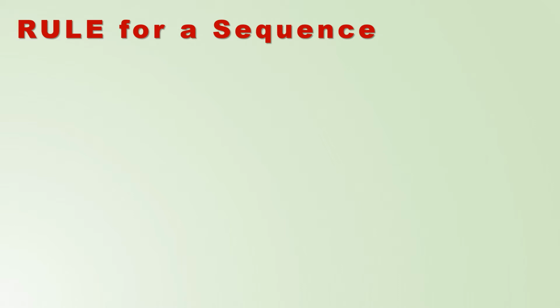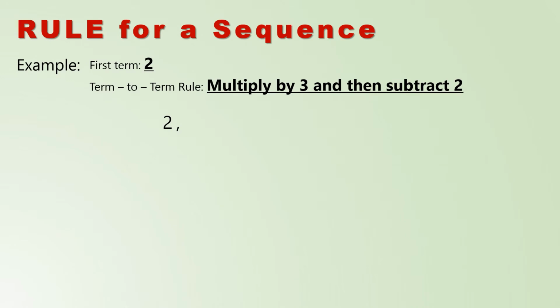Let's take another example for the rule of a sequence. Now, in this example, we are given the first term of the sequence, that is 2, and the rule for the sequence, the term to term rule, is multiply by 3 and then subtract 2. So every time we have to follow these two operations to get the next term of the sequence. So if we multiply 3 by 2, that is 6, and then we subtract 2 from it, we get 4. So the next term after 2 is 4.